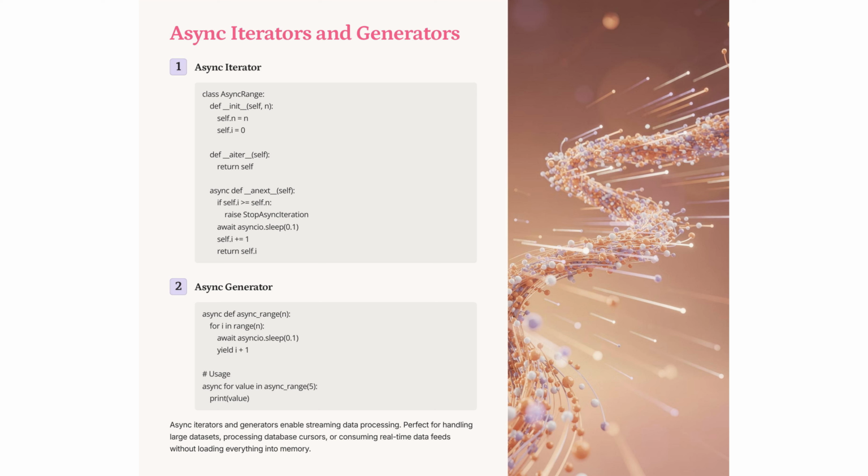Async iterators and generators are crucial for efficient data streaming. They allow processing of large datasets, database cursors, or real-time data feeds without memory overload. Implementing an async iterator involves defining __aiter__ and __anext__ methods, while async generators use yield to produce values asynchronously, ensuring smooth data handling in async environments.